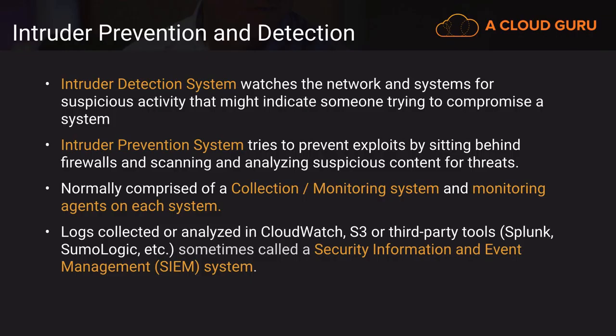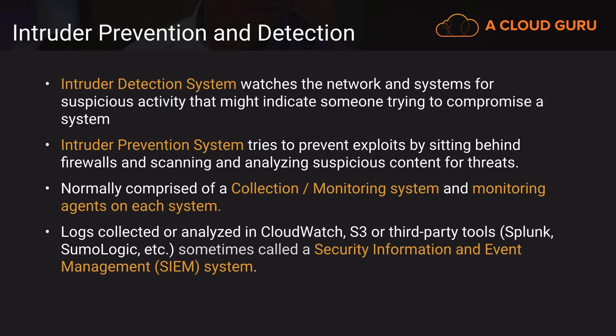Let's talk about intruder prevention and detection systems. Now, an intruder detection system usually watches the network or systems for any sort of suspicious activity. It's generally more reactive or passive. It might scan systems for vulnerabilities, or maybe it sees some suspicious activity about somebody repeatedly missing passwords or entering incorrect passwords, and then it can alarm somebody.